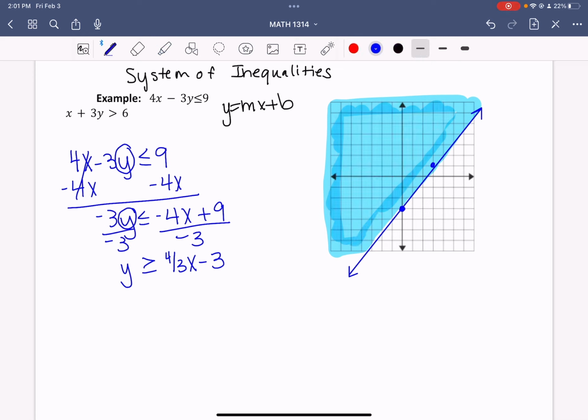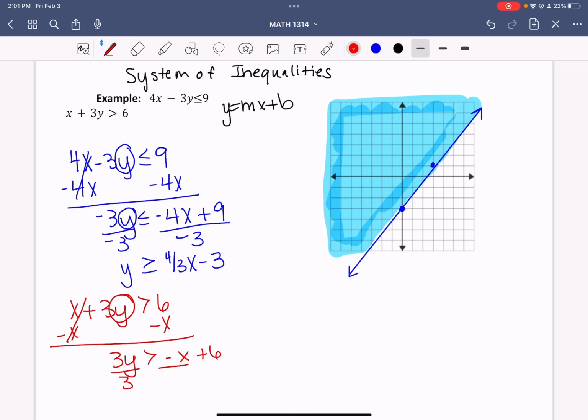Now I'm going to go and I'm going to look at my second equation. That was x plus 3y is greater than 6. And again, I want to isolate that y. So I'm going to subtract x from both sides. It gives me 3y is greater than negative x plus 6. And then divide everything by 3. So it gives me y is greater than negative 1/3 x plus 2.